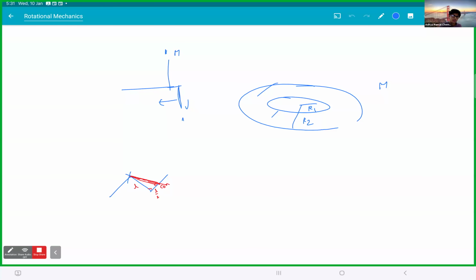This is radius R. This is radius 2R. Velocity of A is V. That is given. Velocity of B, I don't know. There's no slipping anywhere. Find velocity of B. Find V and omega of the cylinder.